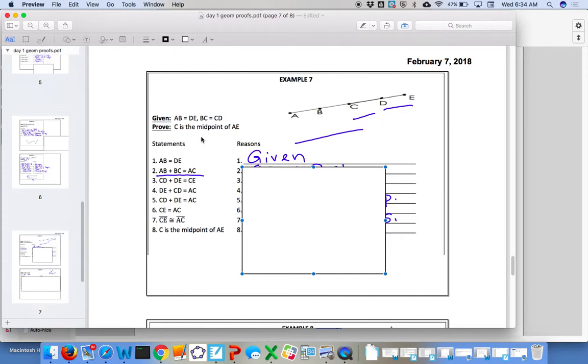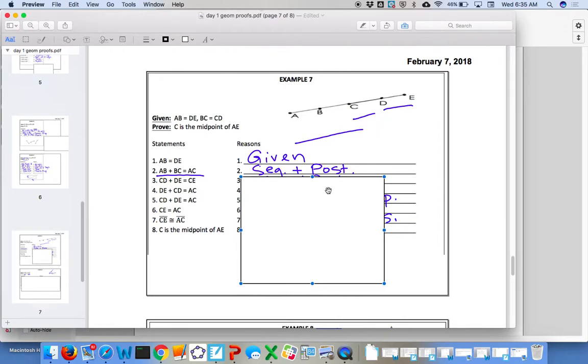All right, so one thing that I would think about is the fact that I need to work into this AC and CE because I'm asked to prove that C is the midpoint of AE, and I don't have those in my proof yet. So I'm going to be thinking about how can I work AC and CE into this proof. So I could use segment addition postulate to work that in because I know that AB plus BC has to equal AC, and that's by segment addition postulate. And then also CD plus DE has to equal CE. And again, that's segment addition postulate.